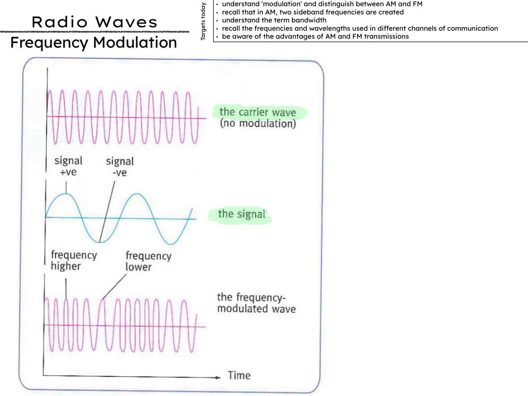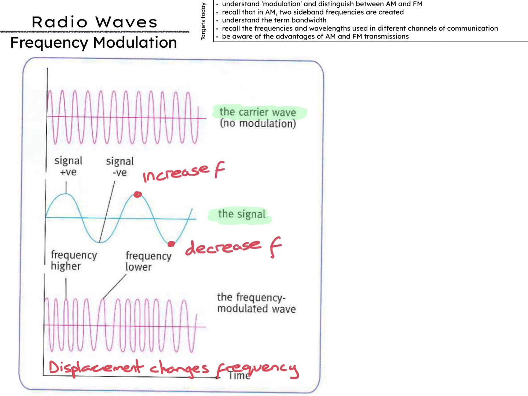This time, the displacement of the signal wave changes the frequency of the carrier wave. When the signal wave is positive, the carrier wave frequency is increased. And when the signal wave is negative, the carrier wave frequency is decreased. So the concept is quite simple. Visually, it makes sense, but drawing it is tricky. Anyway, let's have another listen to it.